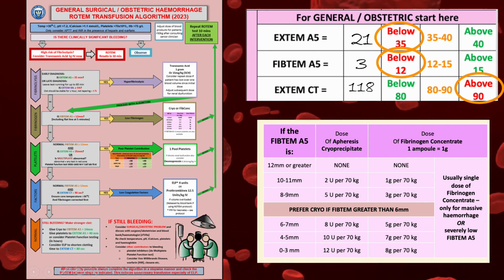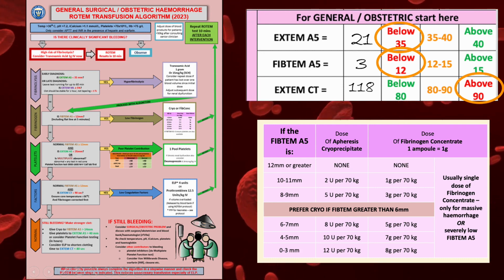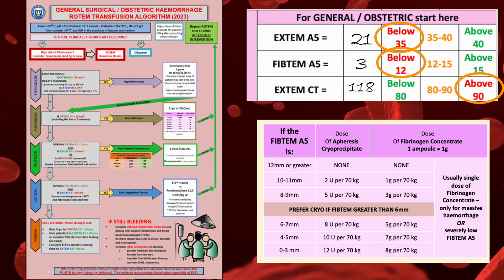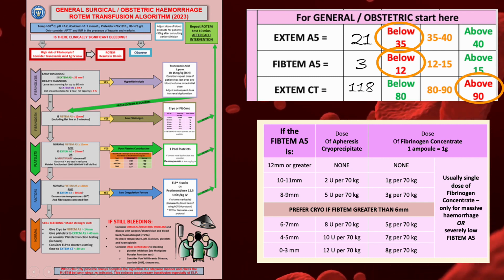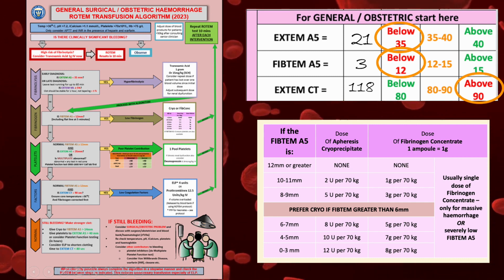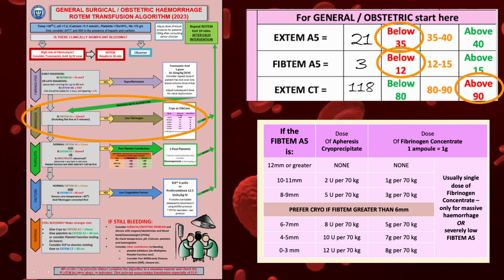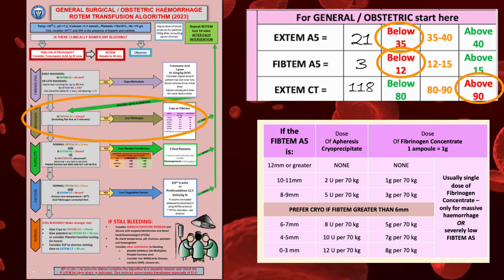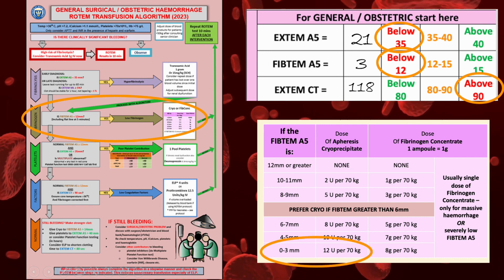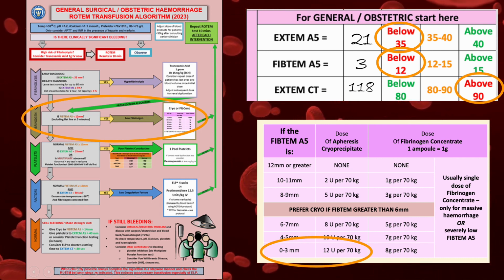We then move on to the next step, which tells us if the fibrinogen is low. In most cases, especially trauma, fibrinogen is low because it has been consumed by the coagulation system. If the FIBTEM A10 is less than 12, fibrinogen is low and should be replaced. The lower the number, the more fibrinogen the patient needs. In our case, Sarah's FIBTEM A10 is 3, which is very low. Given this, she needs 12 units of cryoprecipitate to replace her lost fibrinogen.